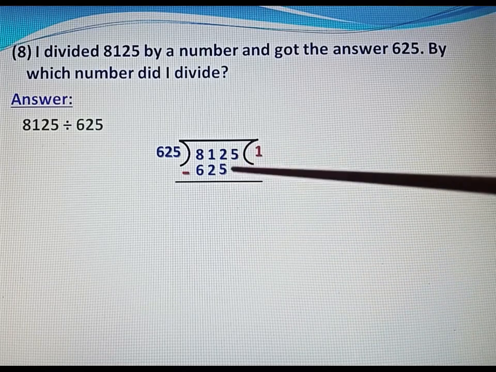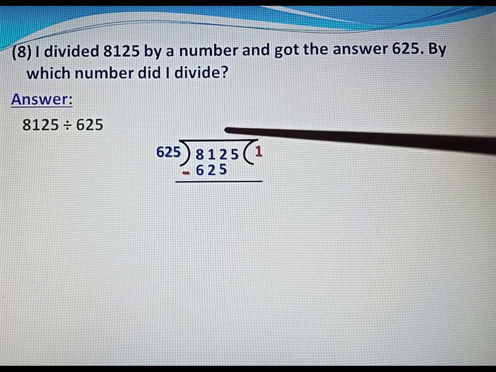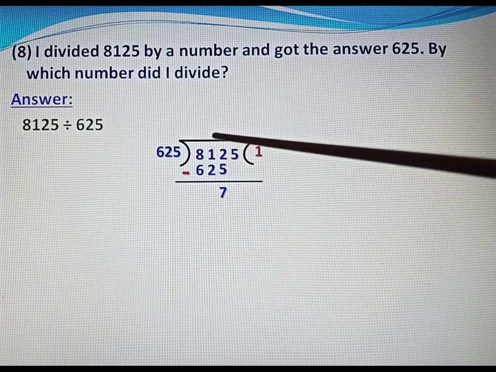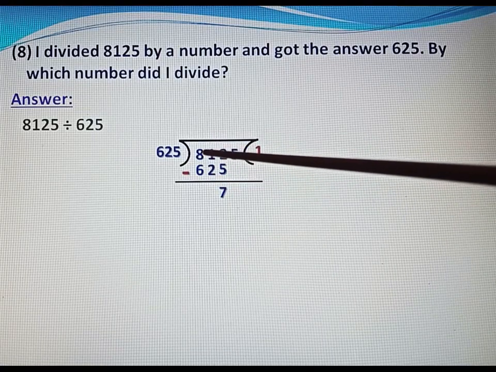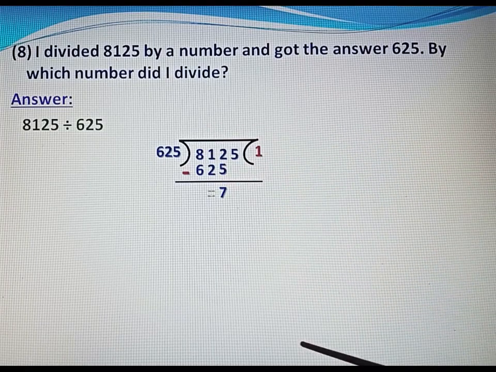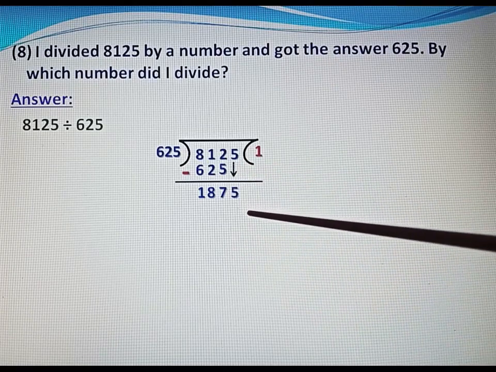This 2 is smaller than 5, so we will borrow from the next number, that is 1. It will become 0 and this 2 will become 12. 12 minus 5 is 7. This 0 is less than 2, so we will borrow from the next number, this 8. It will become 7 and this 0 will become 10. 10 minus 2 is 8. This 7 minus 6 is 1. And then we will take the next number, that is 5. Right here 5. The number formed is 1875.